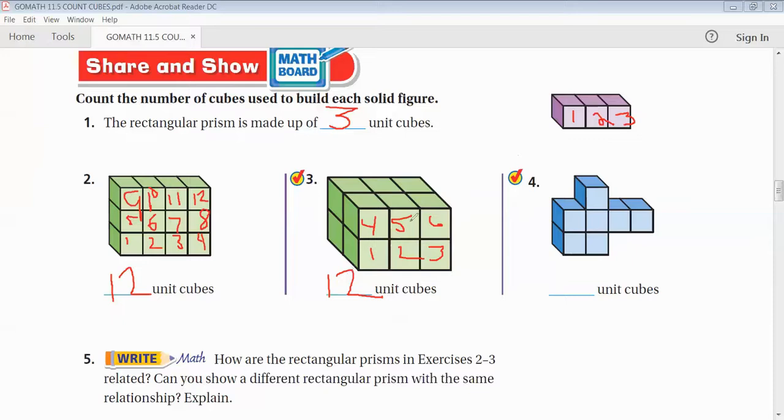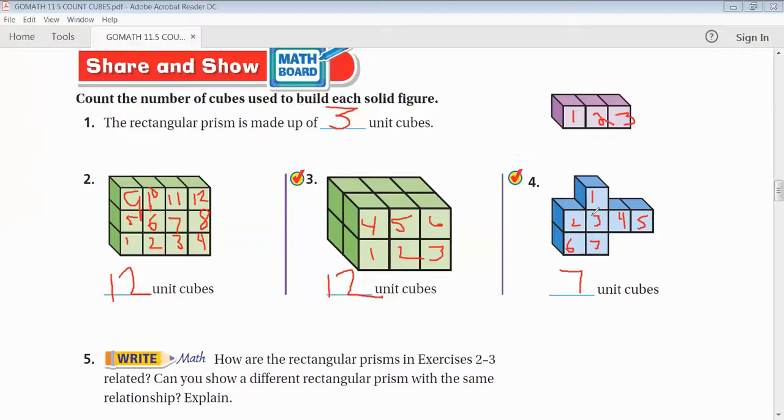Let's look at number 4. And this one isn't that difficult. So let's go ahead and count. We have 1 cube on top. We have 1, 2, 3, 4 cubes going across, and then 2 cubes on the bottom. So let's go ahead and count. We have 1, 2, 3, 4, 5, 6, and 7 unit cubes.